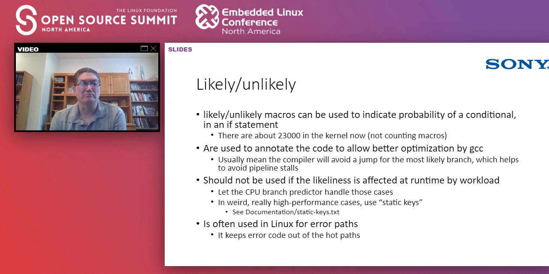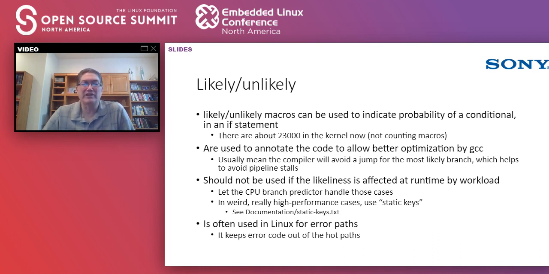They actually don't perform any runtime function in the code, but they're used by the compiler to structure the branches. The normal meaning is that the compiler will avoid a jump in the case of the most likely branch of the conditional, and that helps avoid pipeline stalls. The general rule of thumb is you should not use these if the likeliness of the branch is affected by the workload. If the workload can make likely or unlikely the wrong thing, then don't do it. You should just let the CPU branch predictor handle those cases.